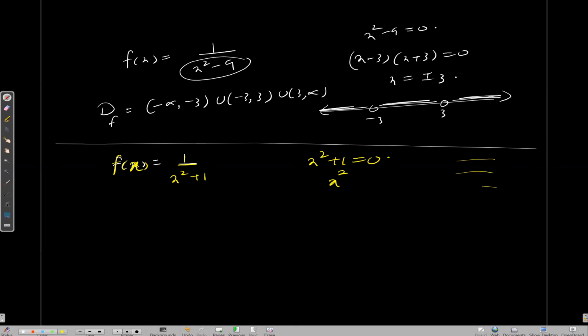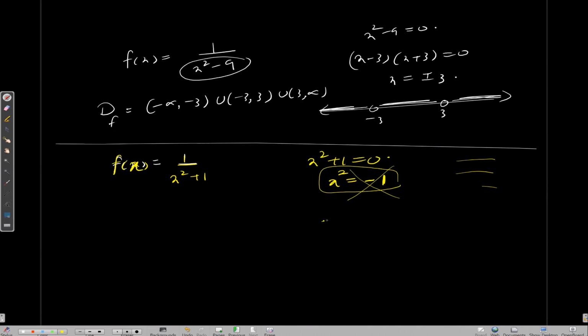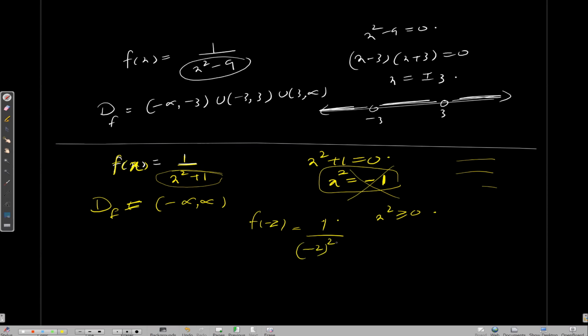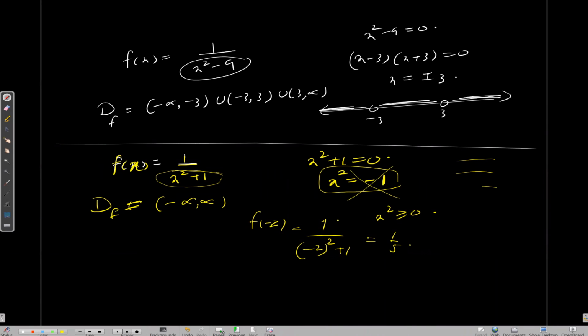Now in this case, when you subtract 1 from both sides, you see x squared equals negative 1. This will never happen because when you multiply a number by itself, it is always positive. x squared is always greater than or equal to 0. So that means your denominator will never be 0. So you can definitely put any real number into this function. Please check it with any real number. For example, f of negative 2 is 1 over (negative 2) squared plus 1, which is 4 plus 1, so 1/5. See, it exists. That's a tricky one.